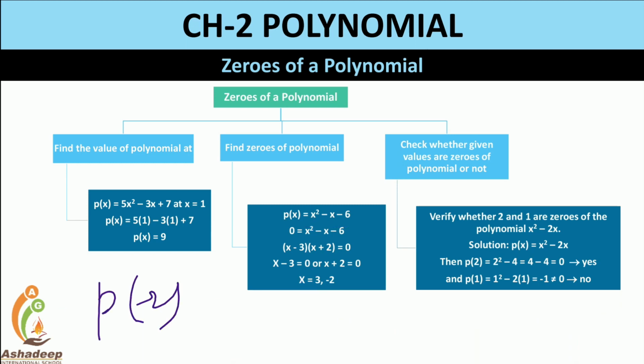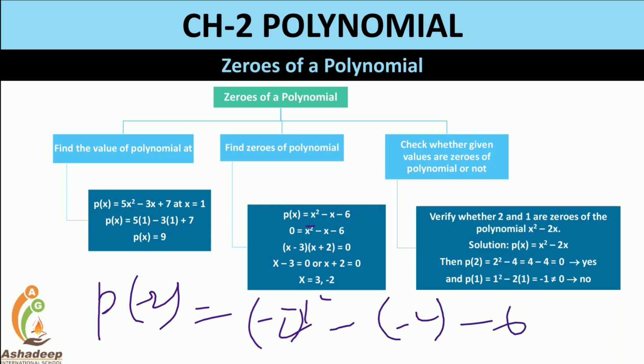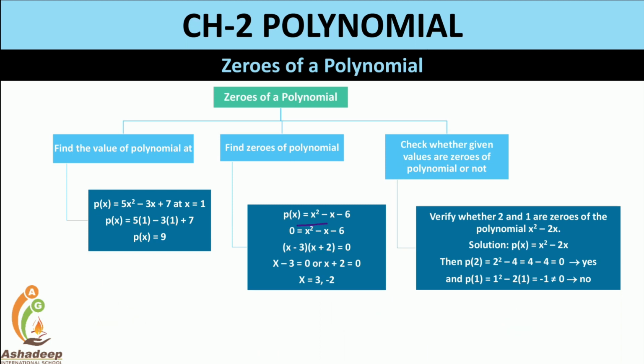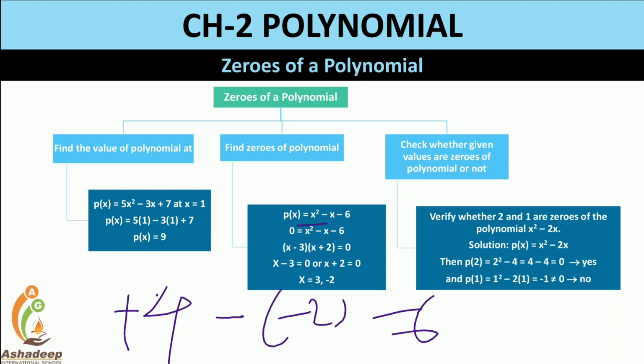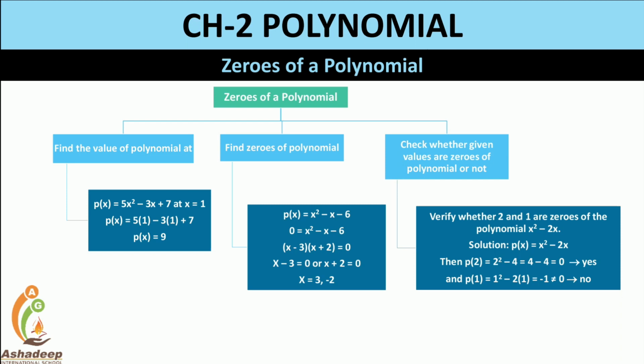Similarly, p of minus 2. So p of minus 2 is what? Here you have to put minus 2 square minus minus 2 minus 6. Minus 2 square is what? Plus 4. Then minus into minus 2 into minus 6. Now minus into minus is plus. So it is 4 plus 2 minus 6. 4 plus 2 is 6, minus 6 is 0. So both are the 0 of the given quadratic polynomial.